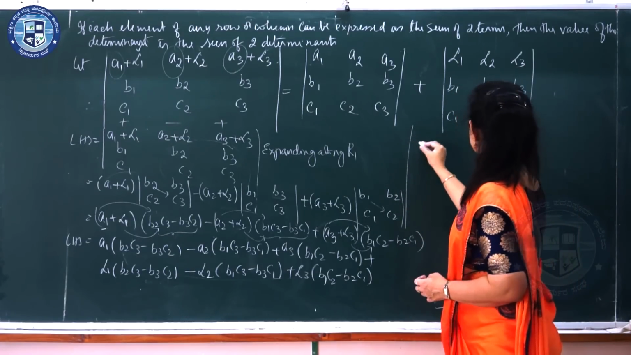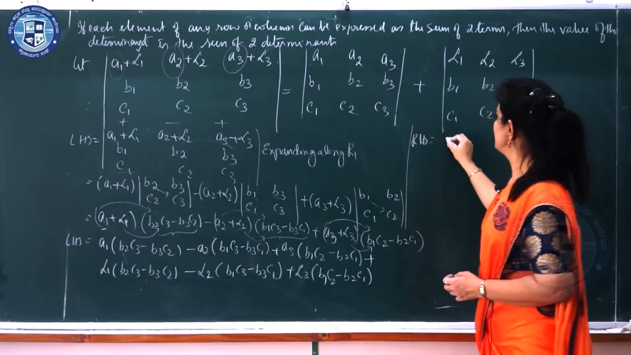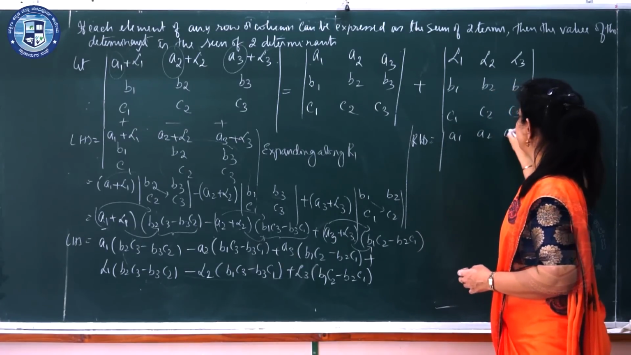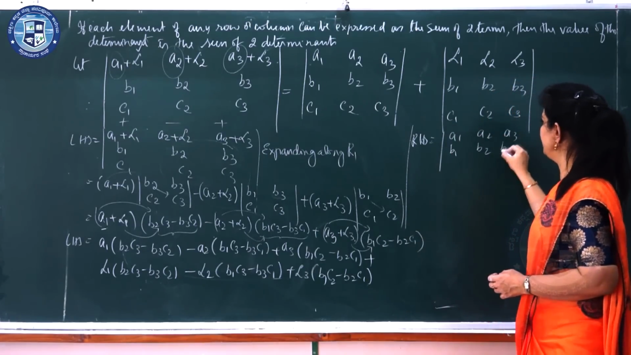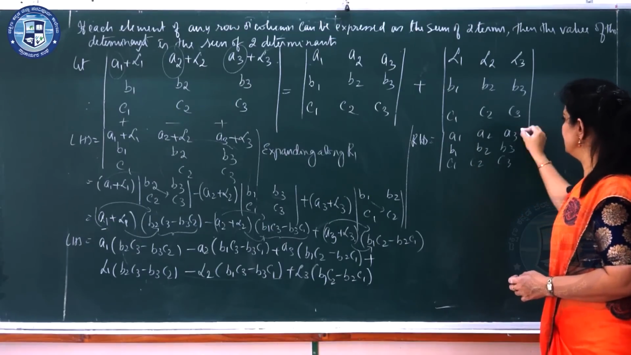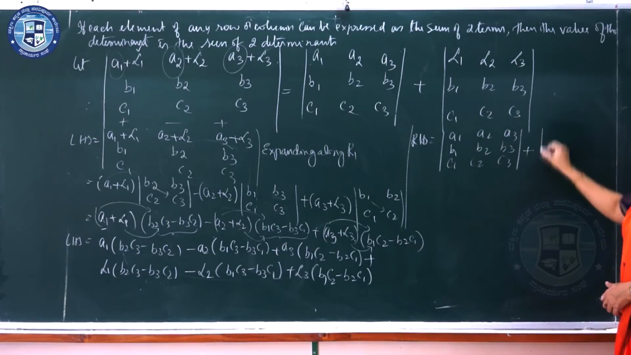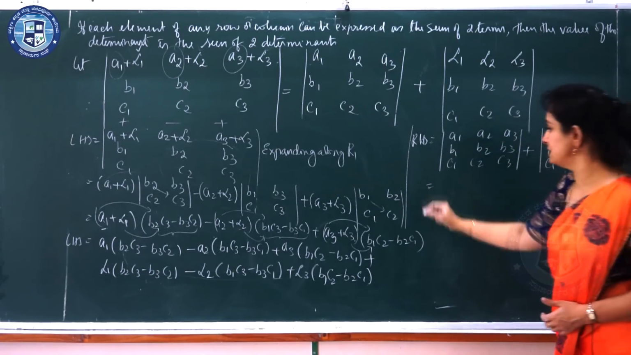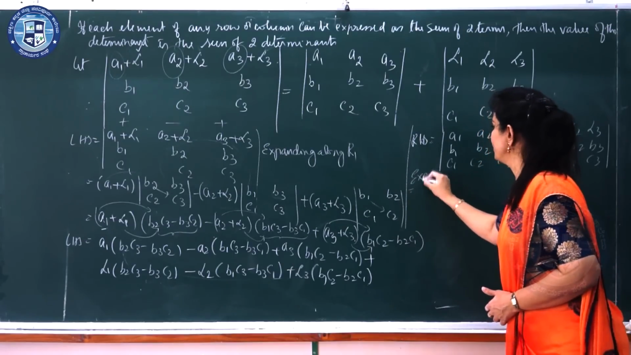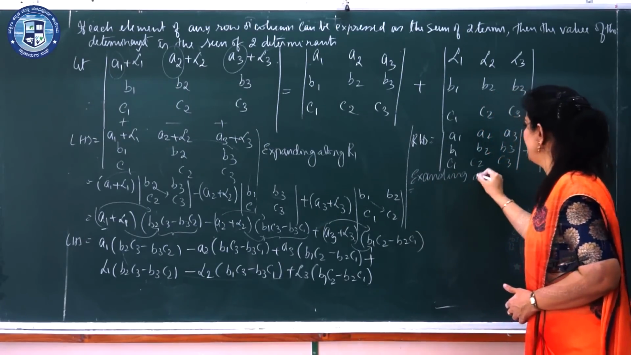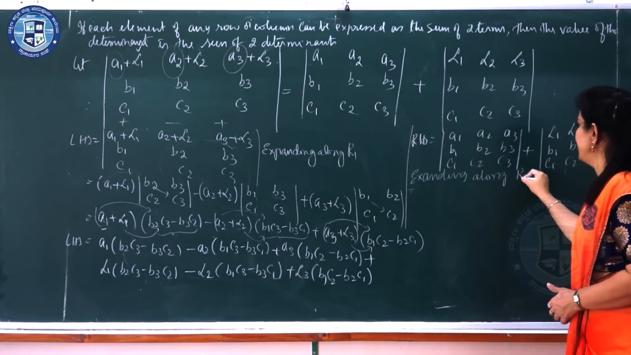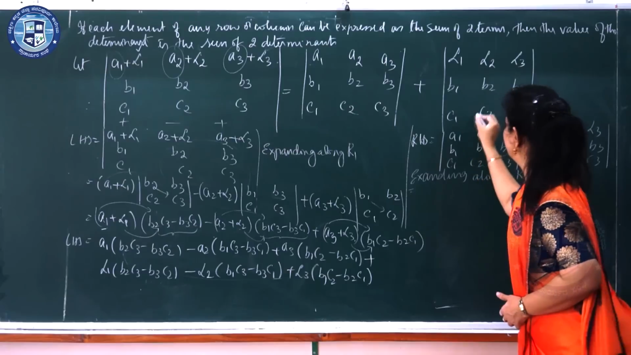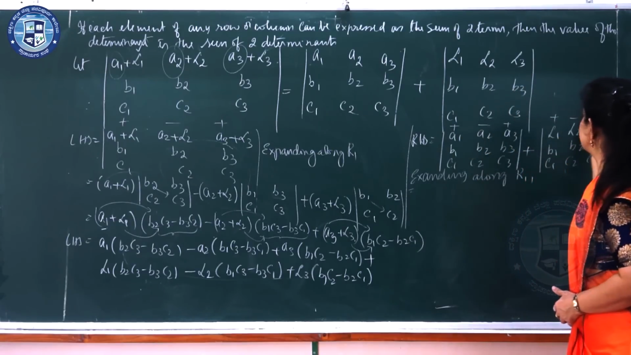So RHS is equal to A1, A2, A3, B1, B2, B3, C1, C2, C3, plus the second determinant. We write alpha 1, alpha 2, alpha 3, B1, B2, B3, C1, C2, C3. Now, when you expand this along the first row, R1, we get plus, minus, plus.